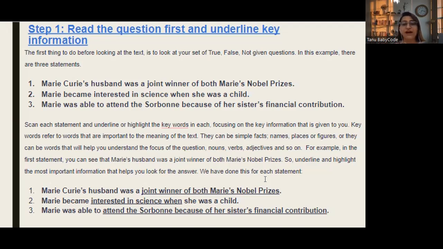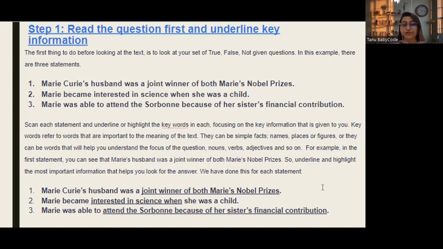They can be simple facts, they can be names, places, figures, or they can be the words which help you understand the focus of the question, right? Your nouns, your adjectives also. Now, for example, in the first statement, you can see that Marie's husband was a joint winner of both of Marie's Nobel Prizes. So you can underline and highlight the most important information that you will look for in the answer.